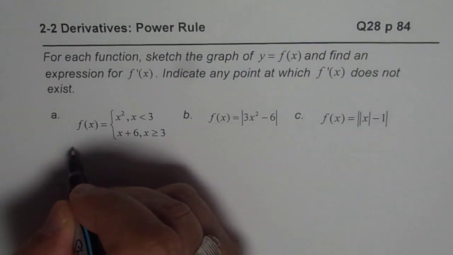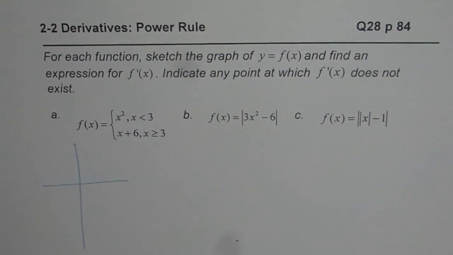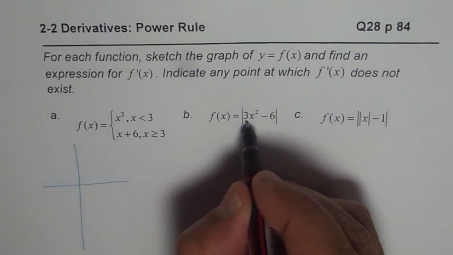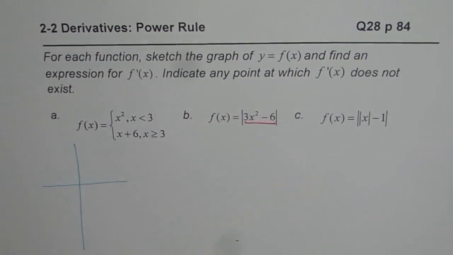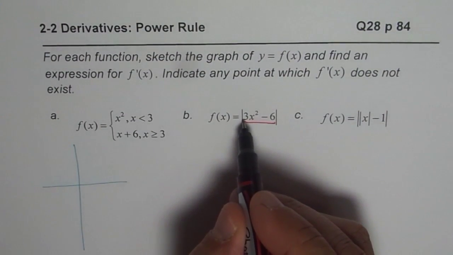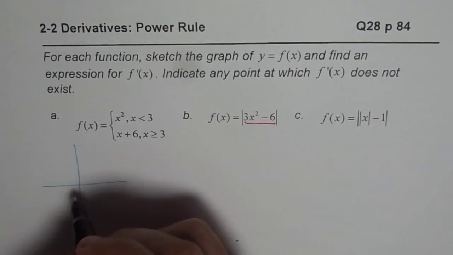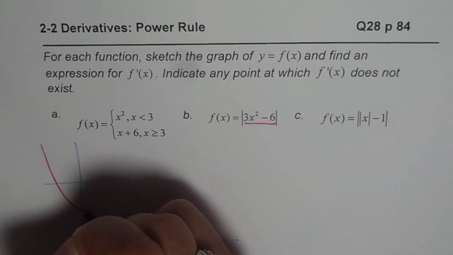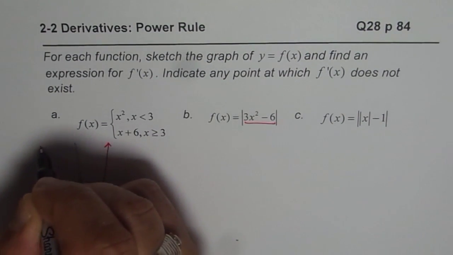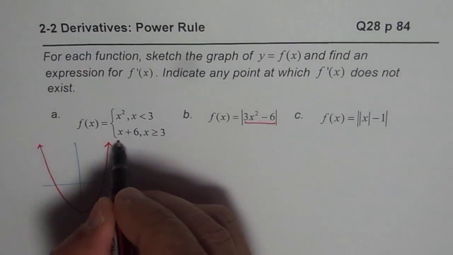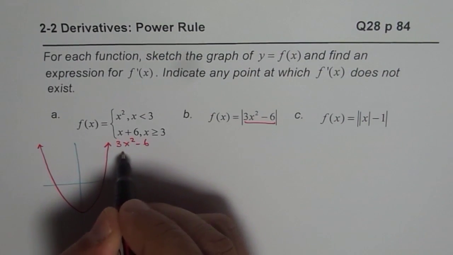Okay, so let us say that's a coordinate axis. We'll first sketch this part, 3x squared minus 6. As you know, I always make very rough sketches. So this is a parabola, vertically stretched, moved 6 units down, right? So I'll just sketch a parabola with this red ink, like this. So this is my parabola. Now this parabola is 3x squared minus 6.